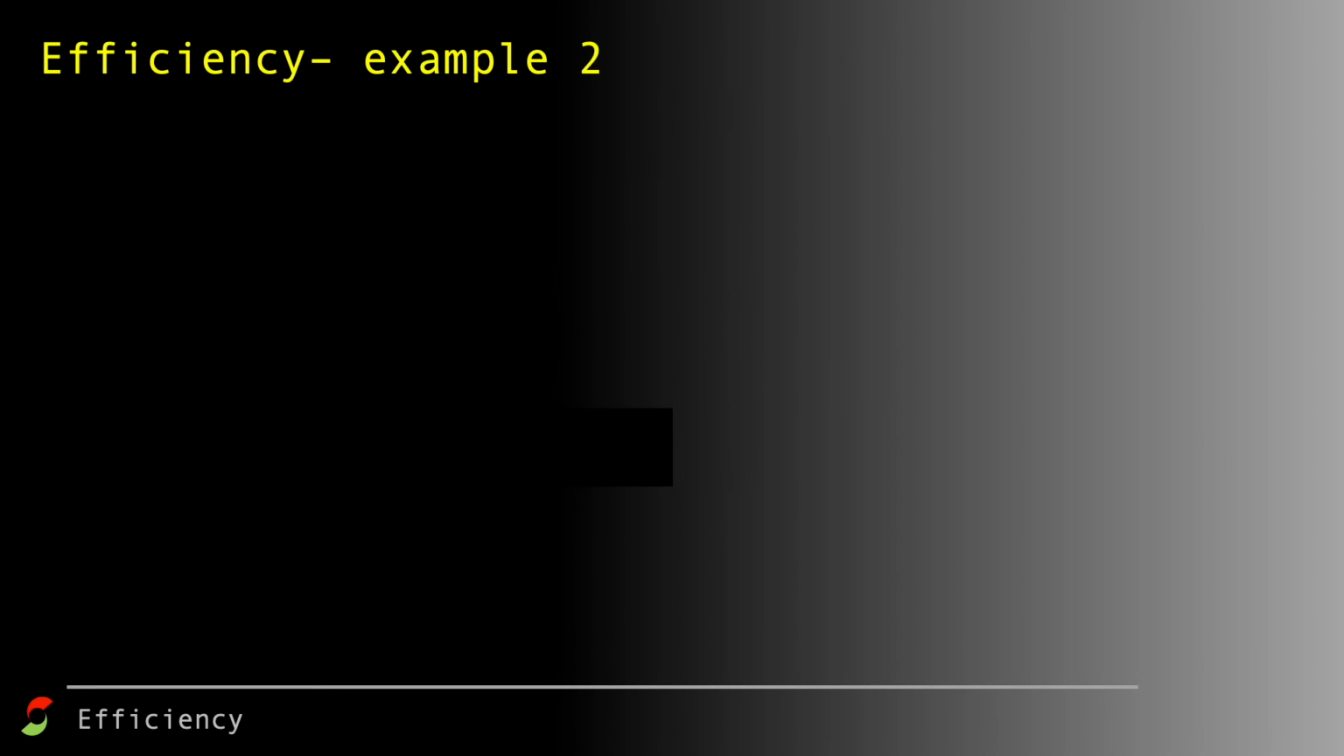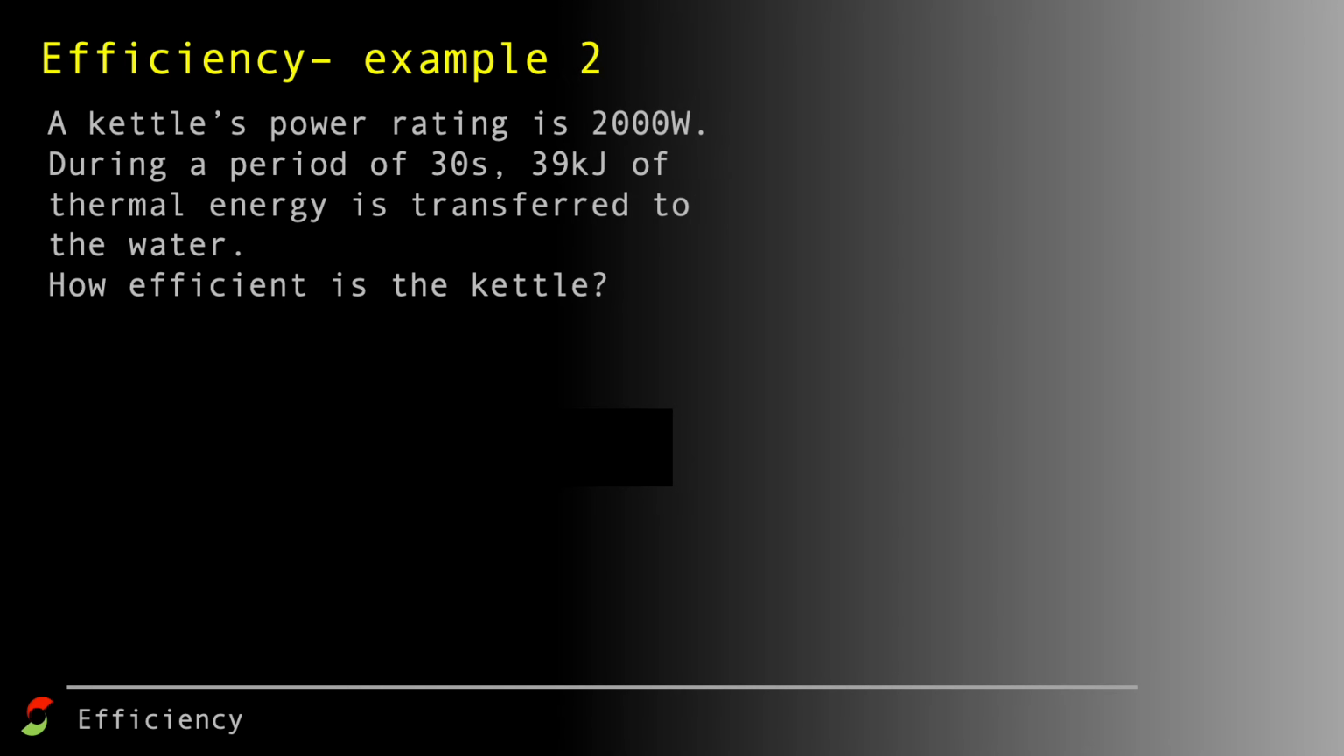So let's have a look at a slightly different approach to efficiency, but still using a kettle. In this one we've got a kettle that has a power rating, and that 2000 watt kettle is going to deliver 39 kilojoules over a period of 30 seconds to the water.